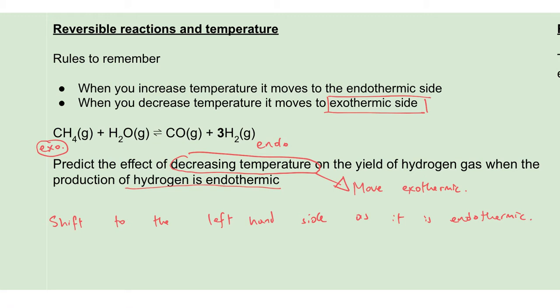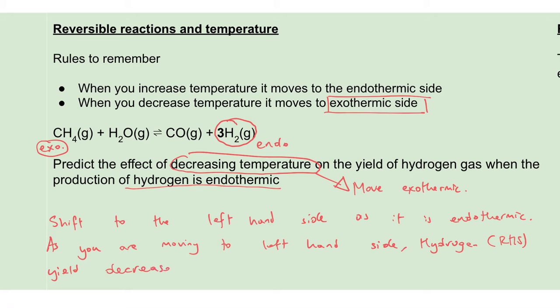And again, we saw previously in that first example, hydrogen is on the right, which means if I'm moving to the left-hand side, hydrogen will decrease. So as you are moving to the left-hand side, hydrogen, remember that is on the right-hand side, yield decreases. So again, you really, really need to know these laws. So, so important.